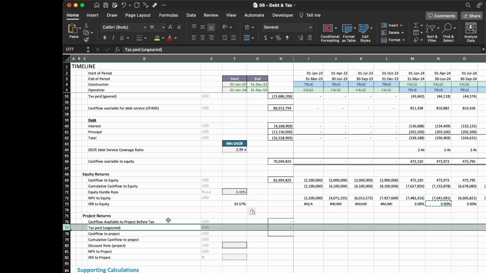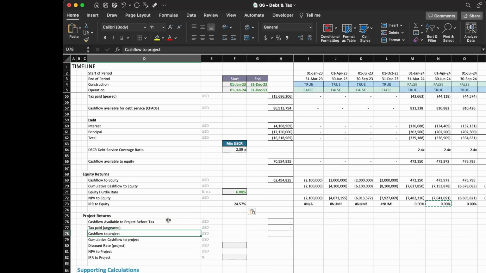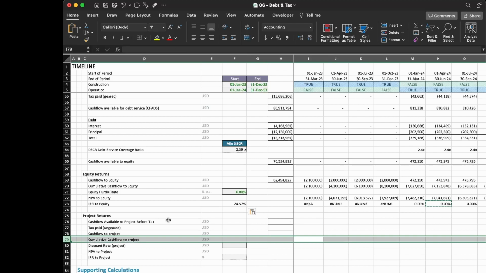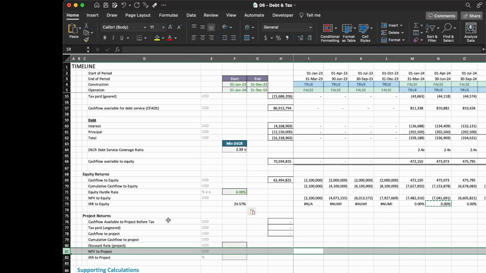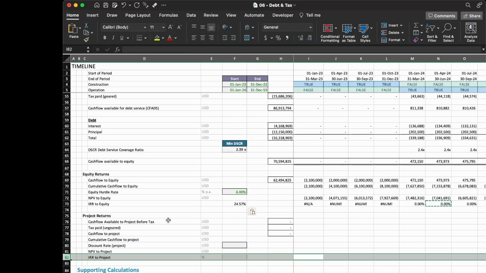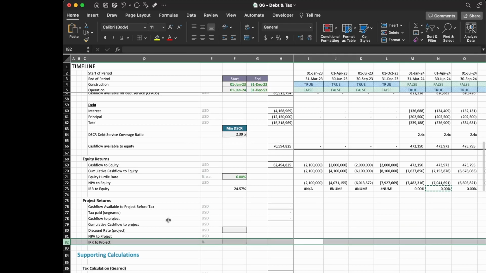Then I'm going to plug in here the tax paid, the ungeared tax paid, and the cash flow to project, which is the sum or the difference between one and the other. The sum, because I'm going to use a negative number for tax paid. I'm going to calculate, for display only, the cash flow to project. We're going to plug in the discount rate to project, the hurdle rate of the project, not of the equity investors, the NPV to project, and the IRR to project. That's basically it. We're going to calculate the IRR to the project, and that's it.